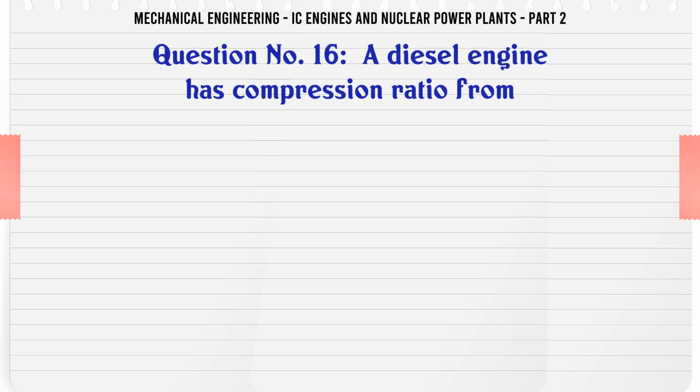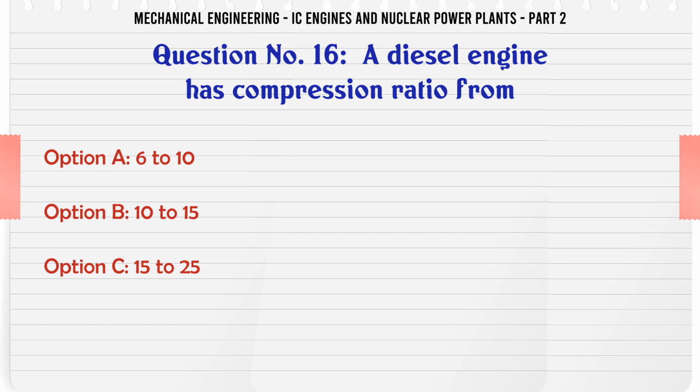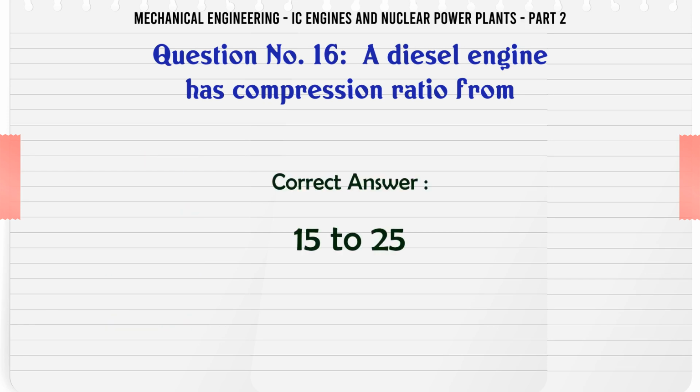A diesel engine has compression ratio from A. 6 to 10, B. 10 to 15, C. 15 to 25, D. 25 to 40. The correct answer is 15 to 25.